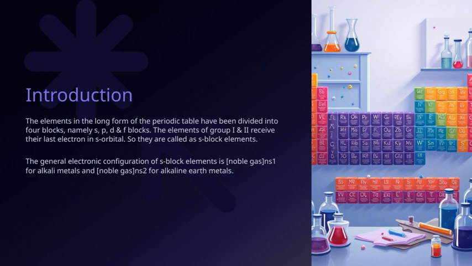The key point here is that the elements in group I and group II, which are the alkali and alkaline earth metals, receive their last electron in the s orbital. Because of this, they are collectively called S-block elements. This classification helps us understand their chemical behavior and how they fit into the overall periodic table. So, the placement in the S-block isn't just about where they are on the table. It reflects their fundamental electronic structure, which influences their reactivity and properties.